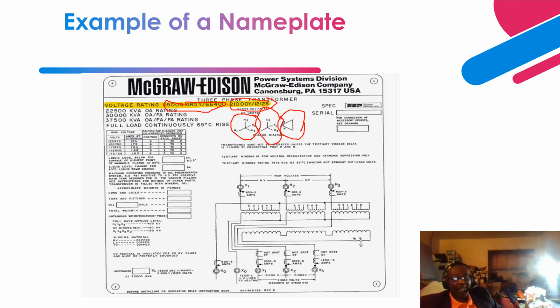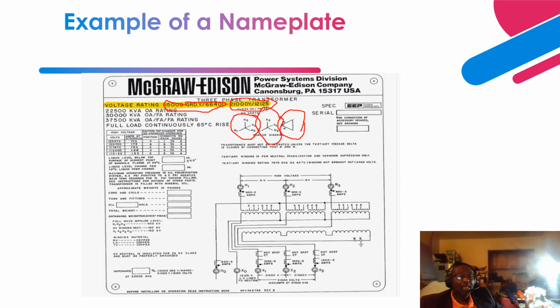So now let's talk about the MVA rating, right? Okay, so like I indicated, a transformer can have multiple MVA ratings. So this one has 22.5 MVA, or 22,500 kVA, as an open air rating. That's a self cooling rating, right?